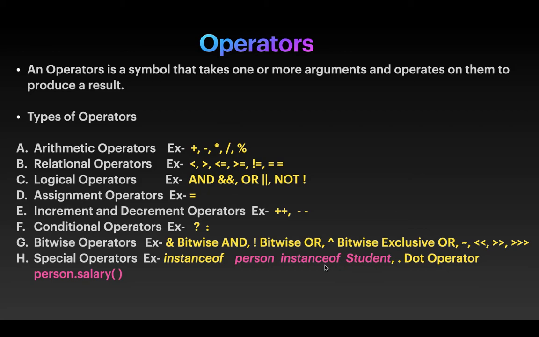So this is just to check whether that person, which is an object, is an instance of this particular class called student or not.